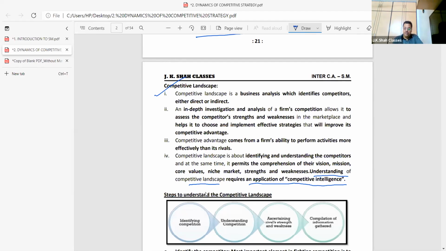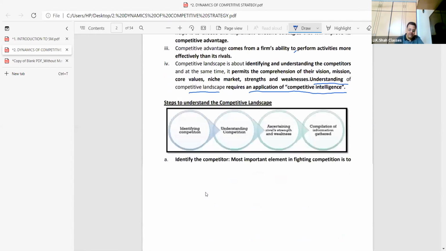An in-depth investigation and analysis of a firm's competition allows it to assess competitor strengths and weaknesses in the marketplace. That is what we studied. And it helps it to choose and implement effective strategy that improves its competitive advantage. Let's see.